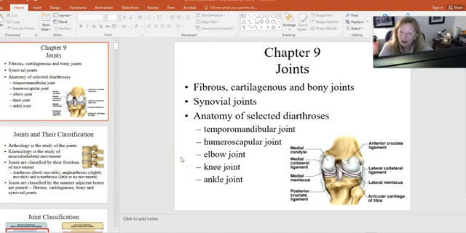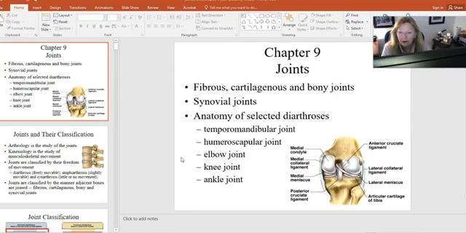This lecture is going to be about joints. Joints that are found between two articulating or communicating bones. So now that we have an understanding of bones and know some of the most common bone names and locations for those bones, we're going to take a look at where they actually meet.